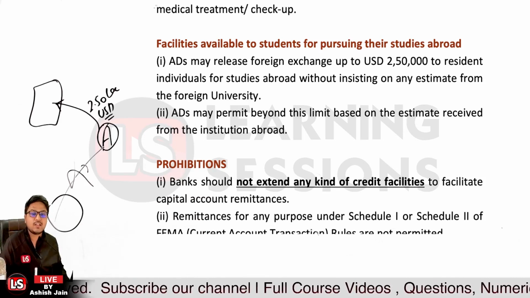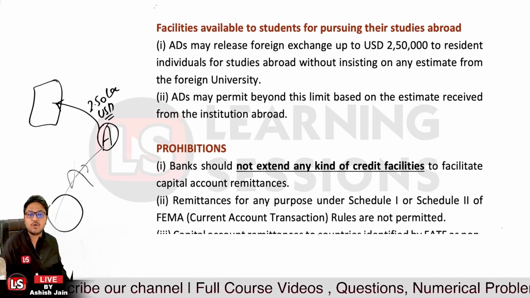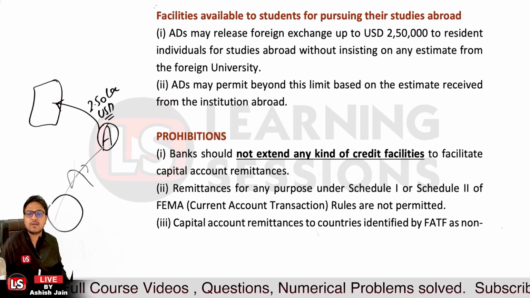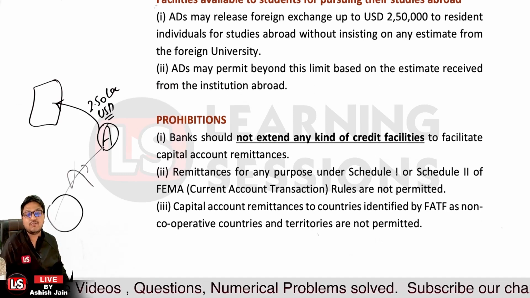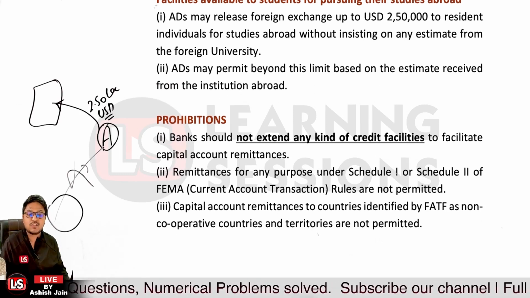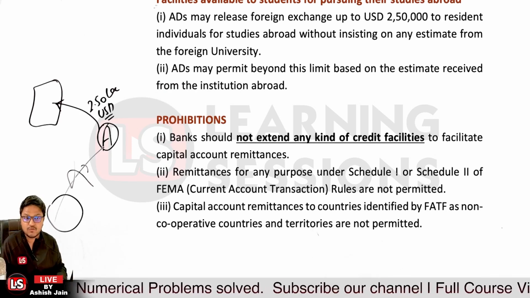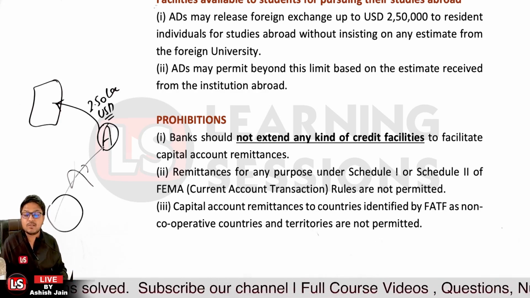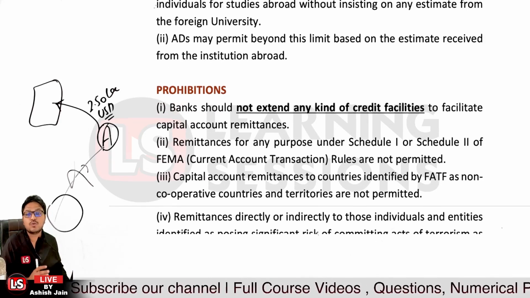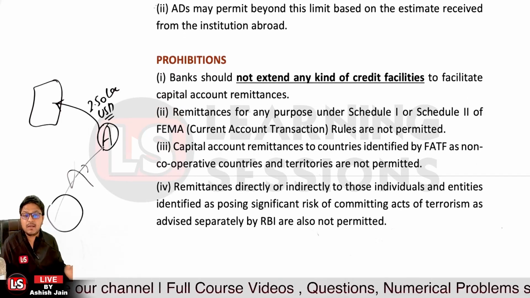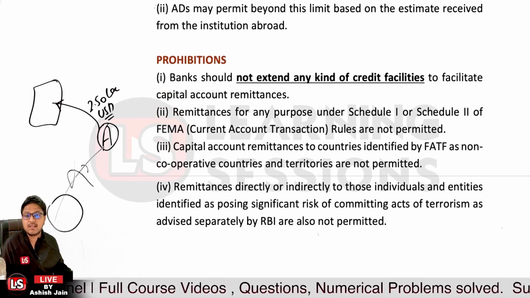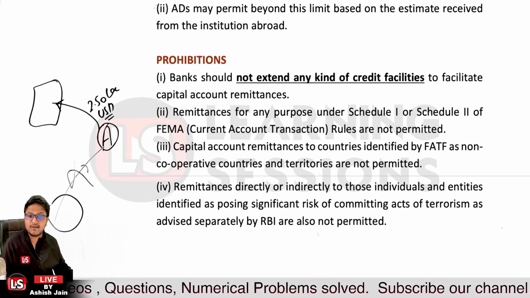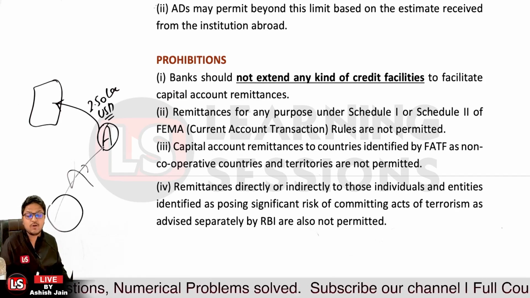Remittances for any other purpose under Schedule 1 and Schedule 2 of FEMA are not permitted, as they are already prohibited. And capital account remittances to countries identified by the FATF, the Financial Action Task Force, as non-cooperative countries or territories are not permitted. Capital account transactions cannot be made to those countries. Also, remittances directly or indirectly to individuals or entities identified as posing significant risk of committing crimes and terrorism are not permitted.